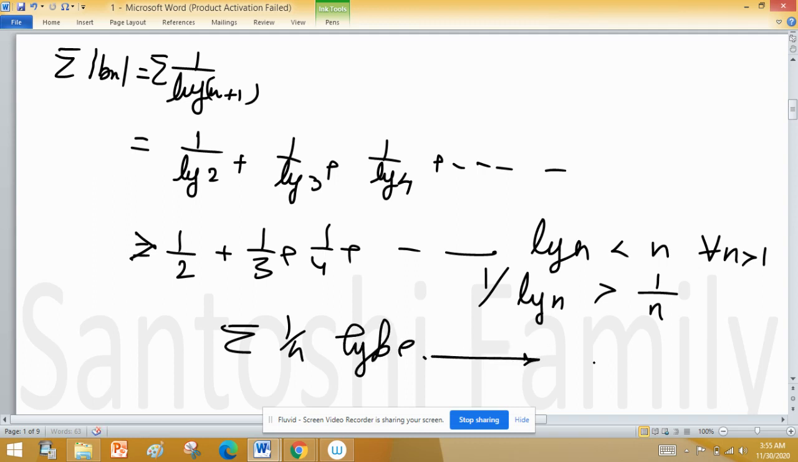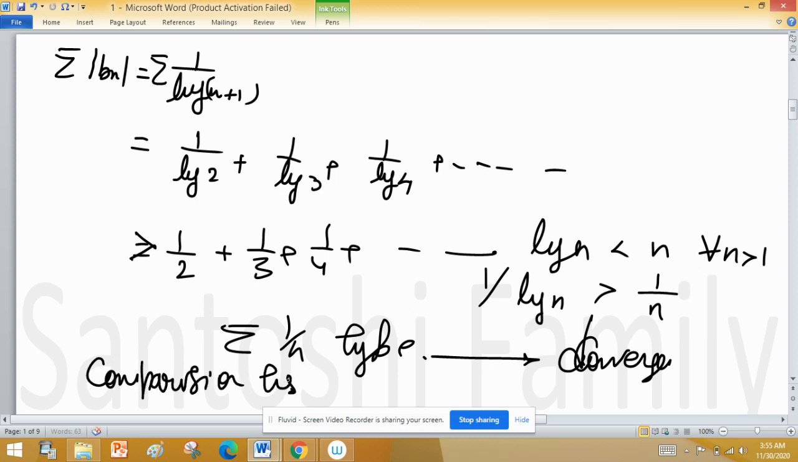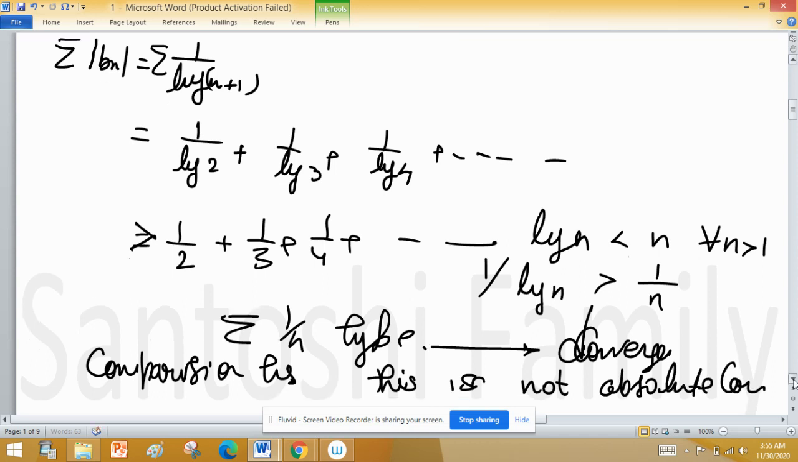This series is divergent. So by comparison test, this series is not absolutely convergent. Now remember this point.